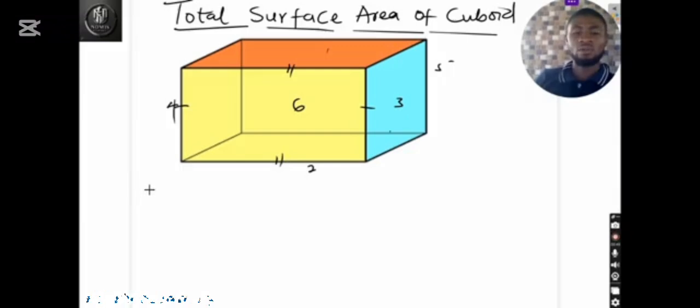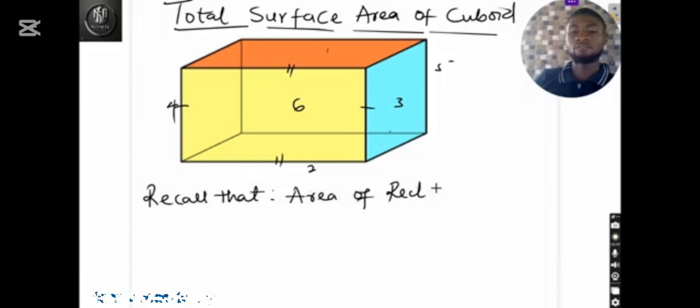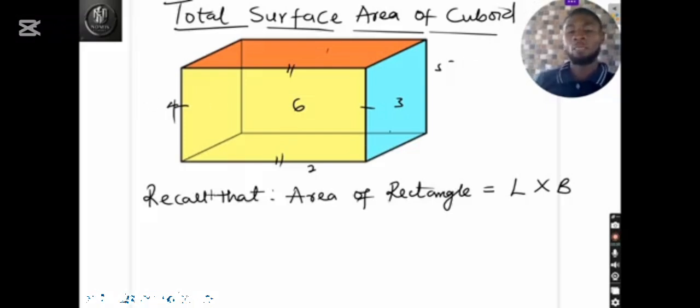So let us recall that area of rectangle is given to be length times breadth. Length times breadth. That is the area of rectangle. Now that we have 6 sides of a rectangle, we have this side, we have this other side, we have at the top, down, at the back, and at the front. So we have 6 sides of rectangle.